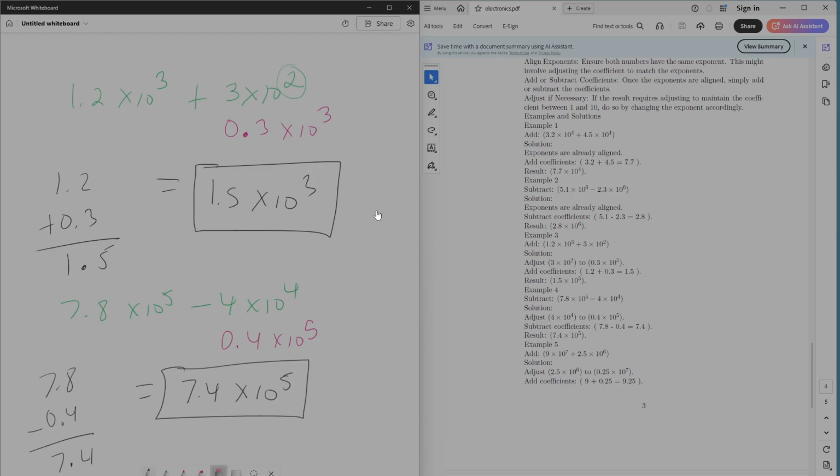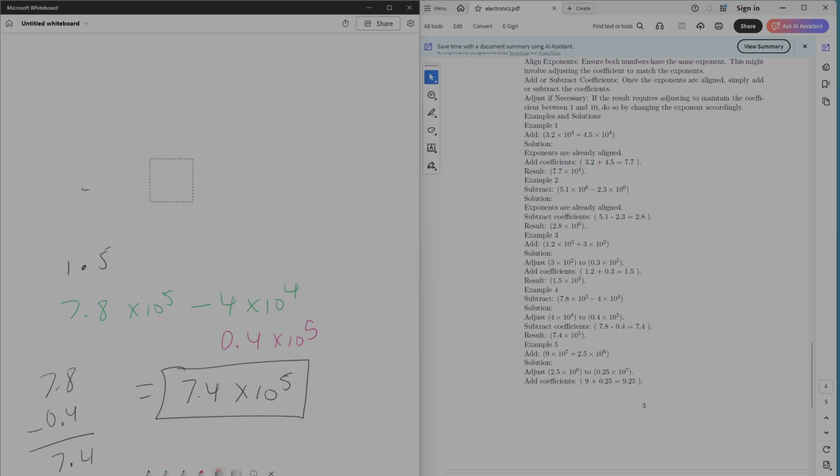Okay, now let's do the last exercise, example number 5. Example number 5 says 9 times 10 to the 7 plus 2.5 times 10 to the 6. So here we have 7 and 6, so we can change the exponent here to 7. We can do that by making this 0.25 times 10 to the 7th.